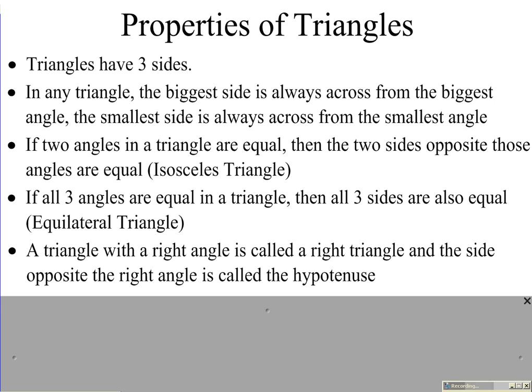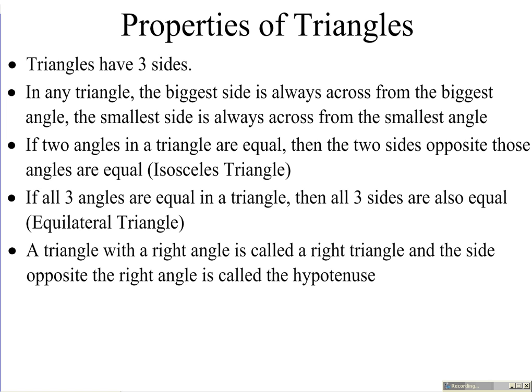A triangle with a right angle is called a right triangle, and the side opposite the right angle is called the hypotenuse. So if I draw a quick right triangle here, that angle is a right angle. The side opposite that right angle is always the longest side, and it is called the hypotenuse. The reason we know that is the longest side is there's only 90 degrees left in this triangle, which means this right angle has to be the biggest angle. If that's the biggest angle, the side across from it has to be the biggest side, and in a right triangle, that is called the hypotenuse of the triangle.